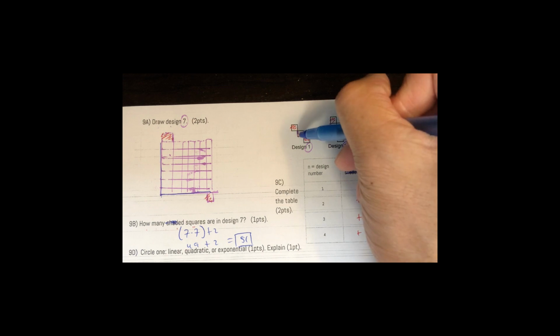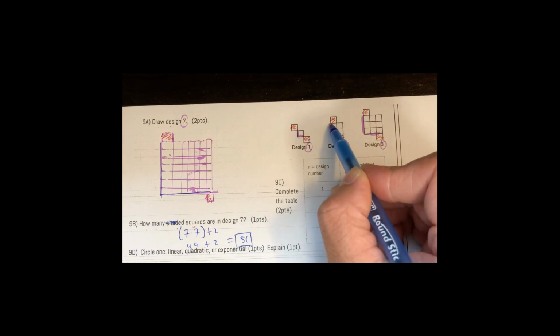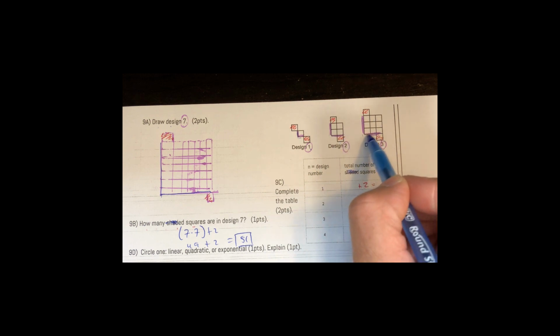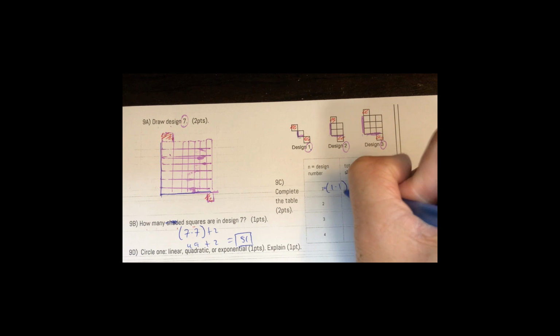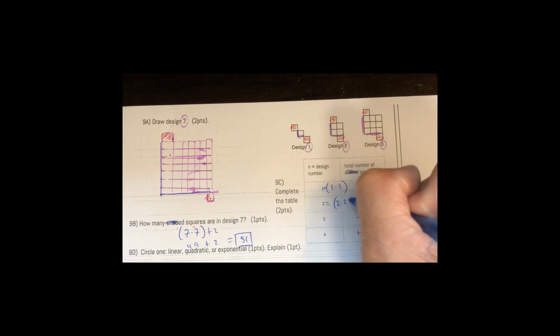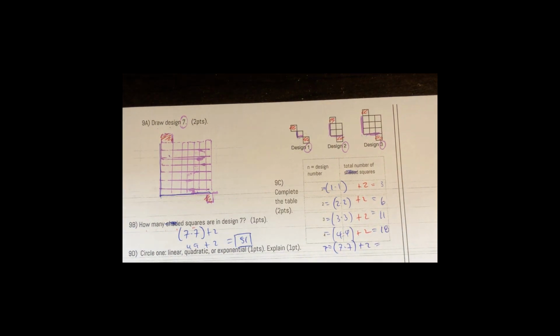And then how do you get these boxes? Well, we just said design number, so this will be 1 times 1, 2 times 2, 3 times 3. So that equals 1 times 1, 2 times 2, 3 times 3, 4 times 4 plus 2. We did 7 times 7 plus 2. So this would be 16 plus 2 gives me 18. So 18 would be your answer there.